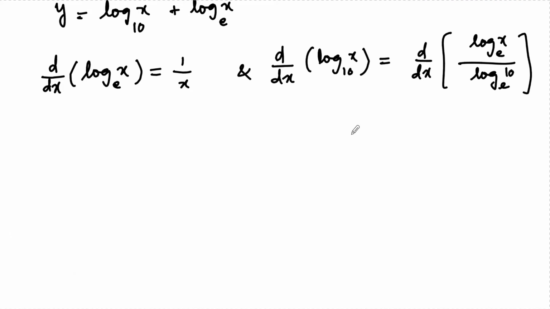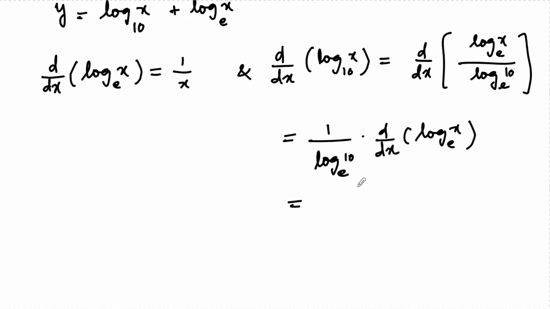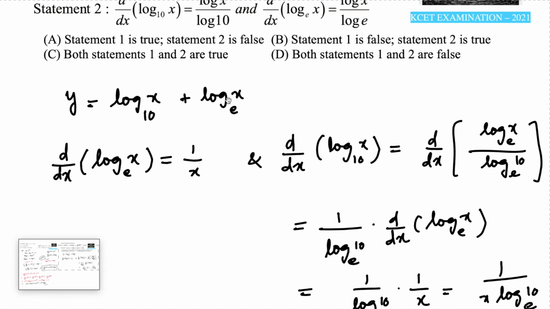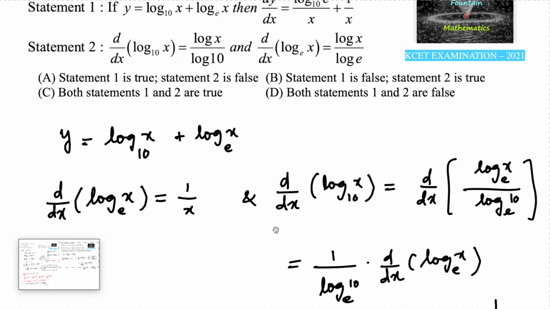And then we can simplify. So in the denominator, log 10 to the base e is a constant, so I can write outside 1 upon log 10 to the base e into d by dx of log x to the base e. So we can write log 10 to the base e into differentiation of log x, which is 1 upon x. So we have 1 upon x log 10 to the base e. So from here we can conclude that statement 2 is false.